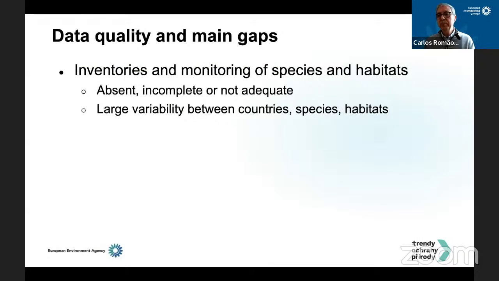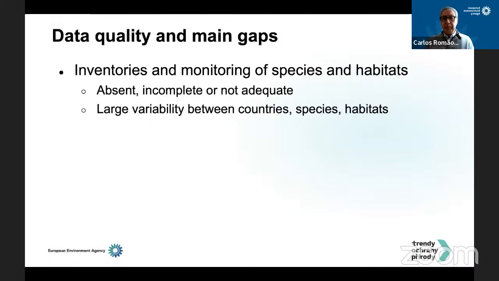From the data reported, we can see that one of the main shortcomings is that the inventories and the monitoring of species and habitats is in some cases absent, or it can be incomplete or not adequate. We see also a large variability between the countries, between different species and habitats in terms of monitoring. I know that in Czechia you have a relatively good monitoring system, and normally the data is relatively good, but we cannot say the same for all countries.